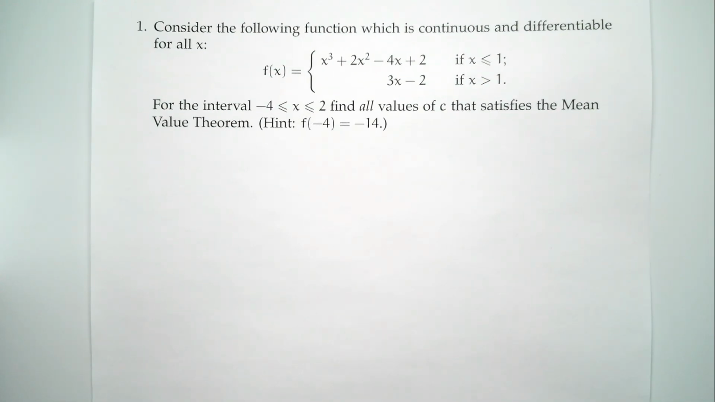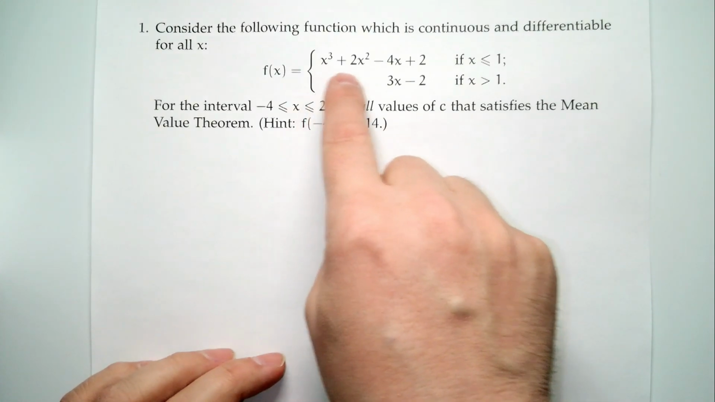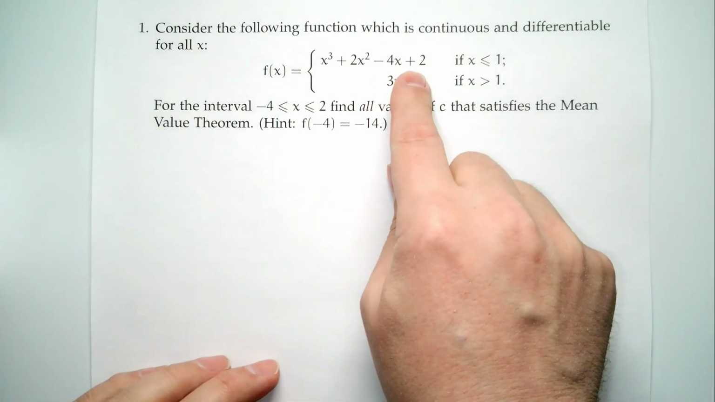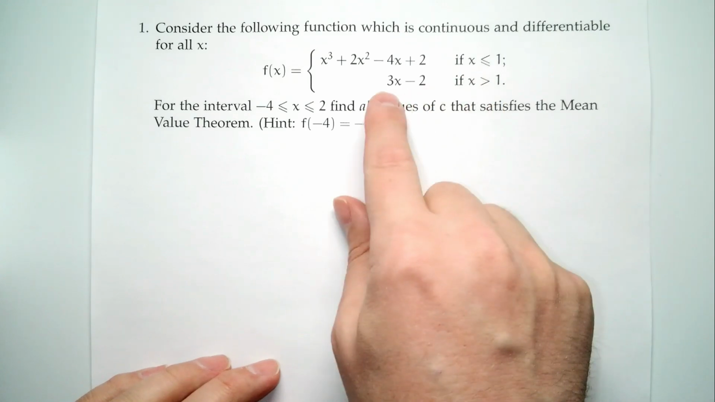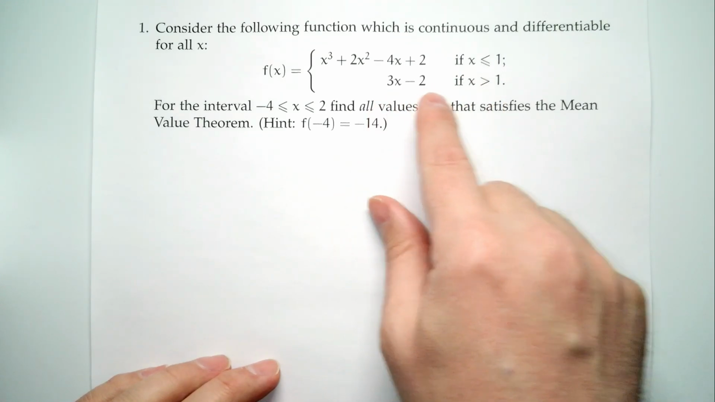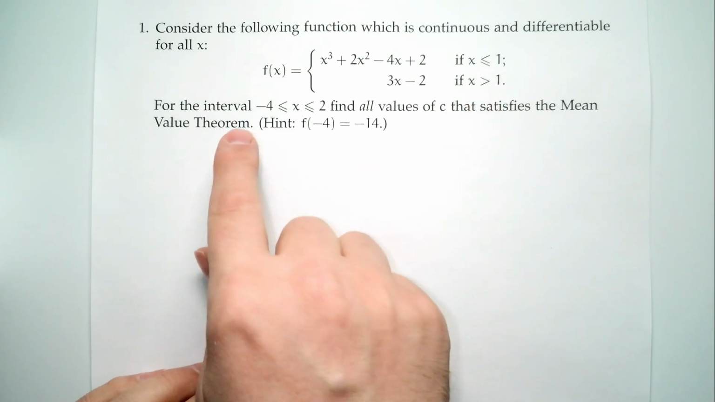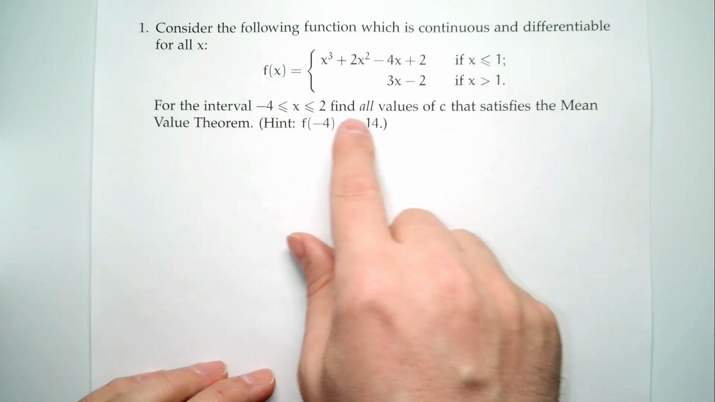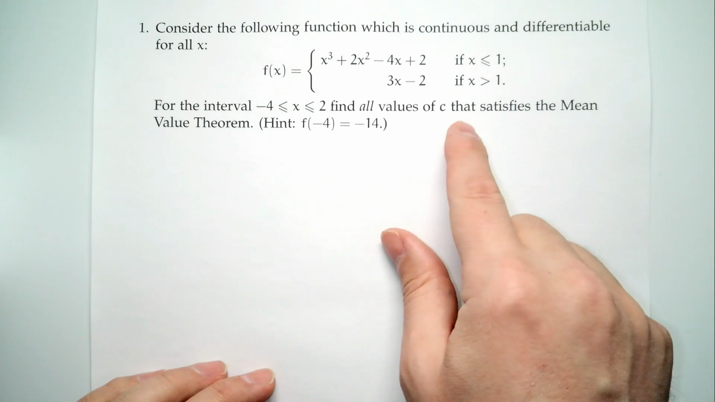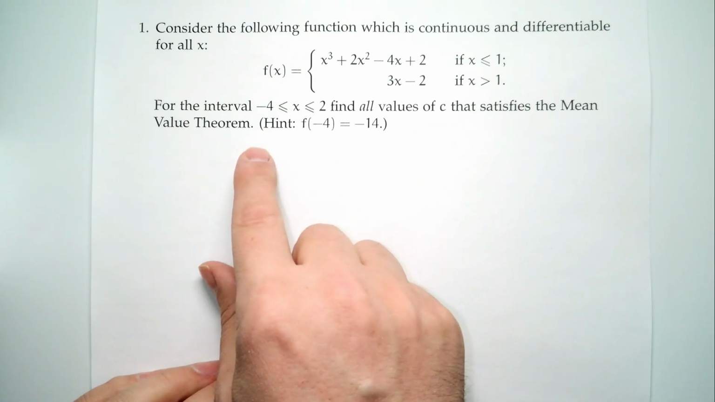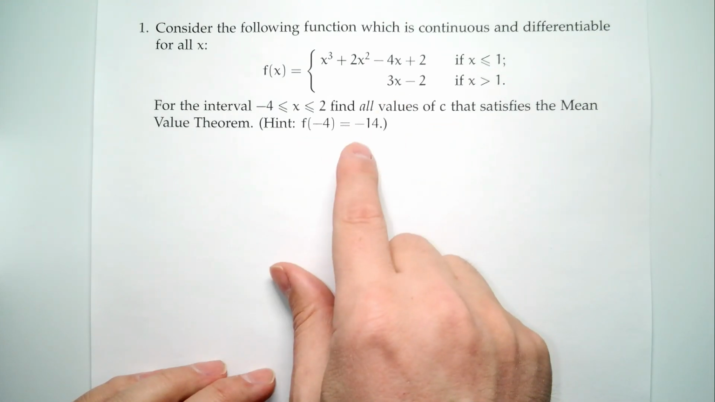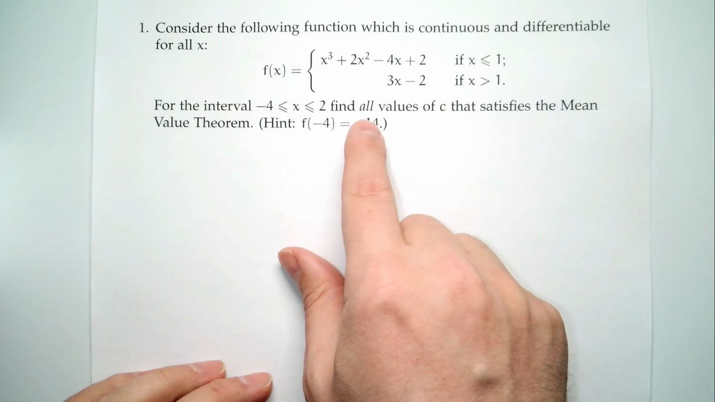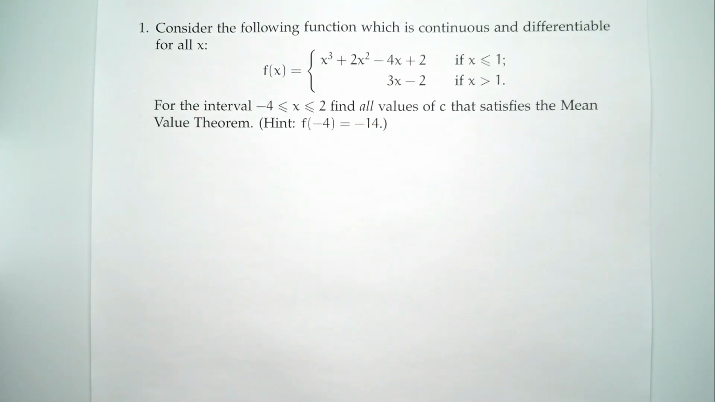We have the following function, which is continuous and differentiable for all x. So it's x cubed plus 2x squared minus 4x plus 2 if we're less than or equal to 1, and 3x minus 2 if we're greater than 1. For the interval from negative 4 to 2, find all values of c that satisfy the mean value theorem. There's a hint about f of negative 4. Now notice it says all values of c, not just one value of c or two values of c. We want to find all of them.